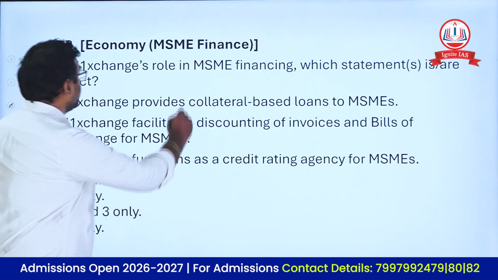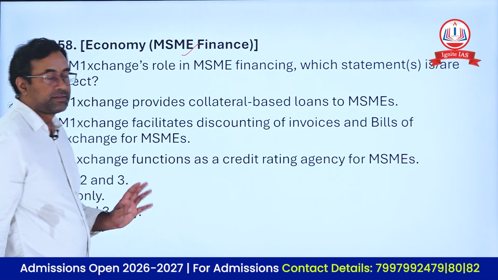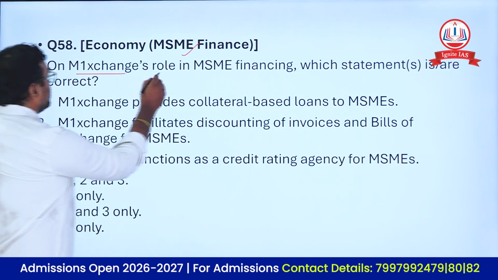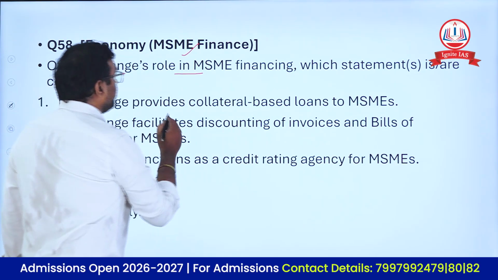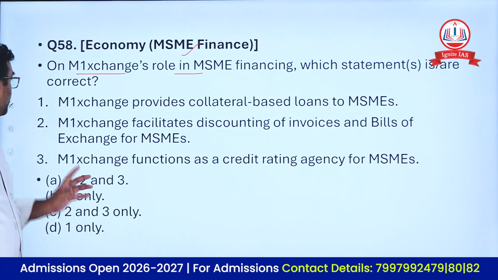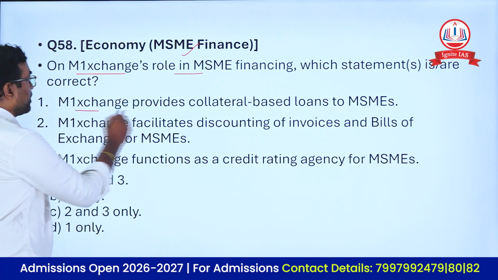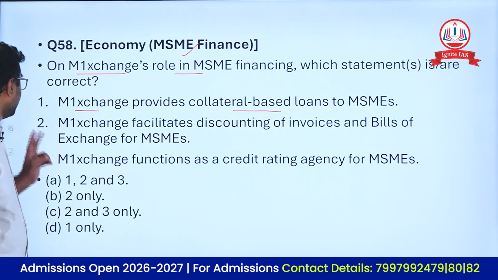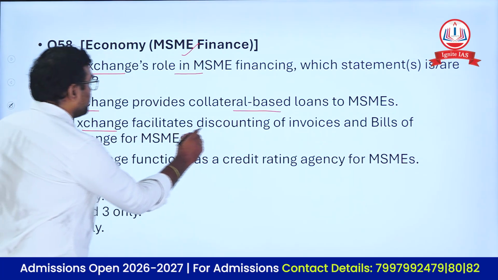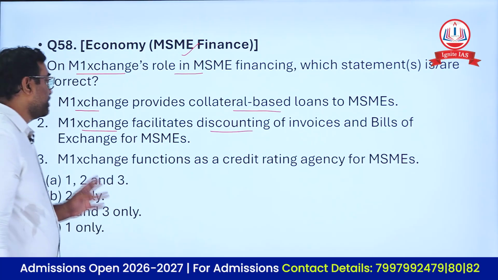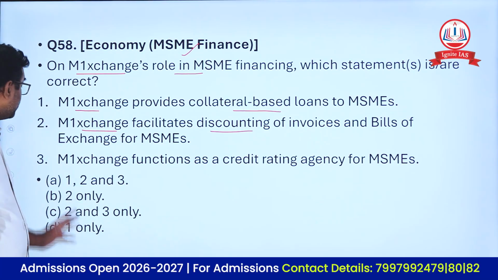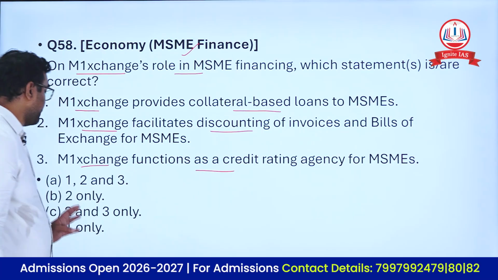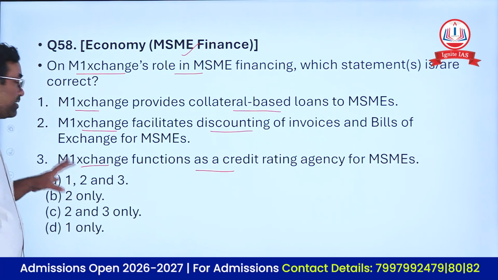Next one, the question is related to MSME finances. The question is about M1 exchange's role in MSME financing. Which of the following statements are correct? Statement one says that M1 exchange provides collateral based loans to MSMEs. The second statement says that M1 exchange facilitates the discounting of invoices and bills of exchange for MSMEs. Third one, M1 exchange functions as a credit rating agency for MSMEs. Which of the following statements are correct?